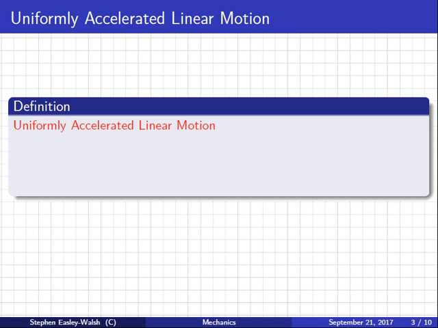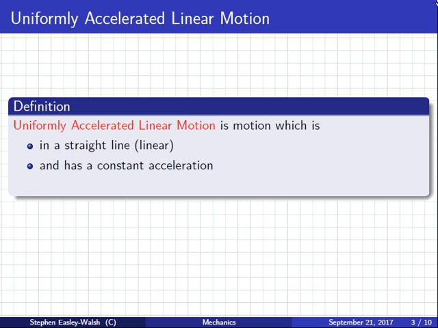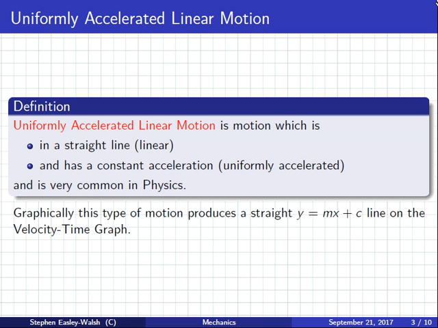Linear. Straight line, yeah. And motion, obviously, movement. So when we say uniformly accelerated linear motion, that is motion which is, one, in a straight line, that's the linear part, and two, has a constant acceleration. Uniformly accelerated. And it is a very common problem in physics.